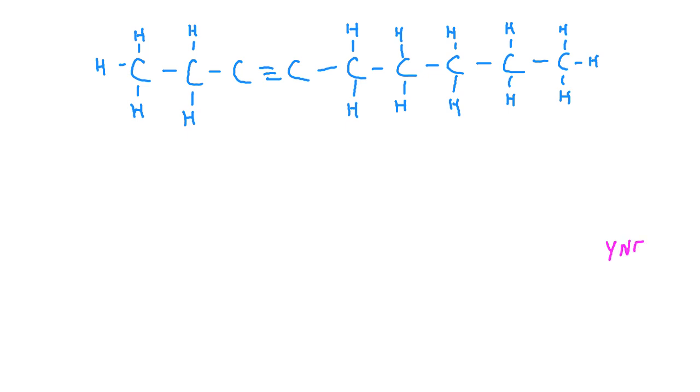Now, what's the longest chain? 1, 2, 3, 4, 5, 6, 7, 8, 9. Yep, it's 9, so nonyne. I think it's clear that this triple bond is closest to the left side, so this would be carbon 1, carbon 2, carbon 3, and then of course this would be 4, 5, and so on up to 9. So it's on carbon 3. This is 3-nonyne. No tricks.